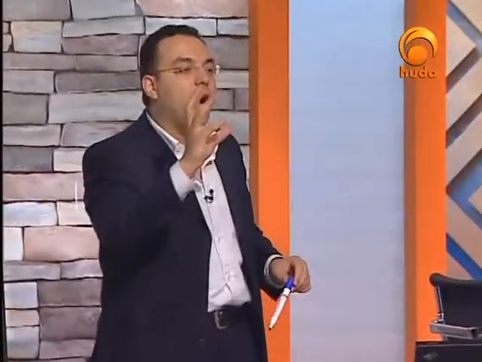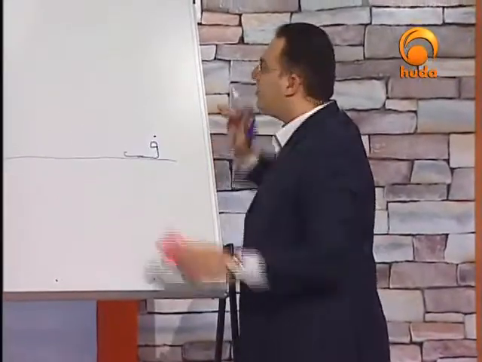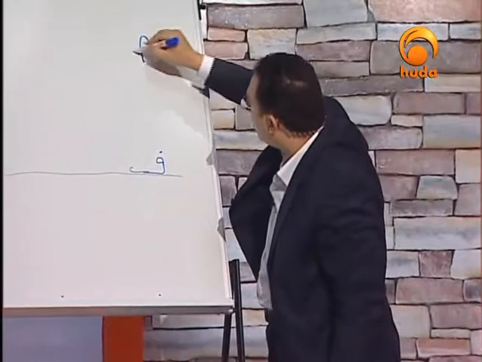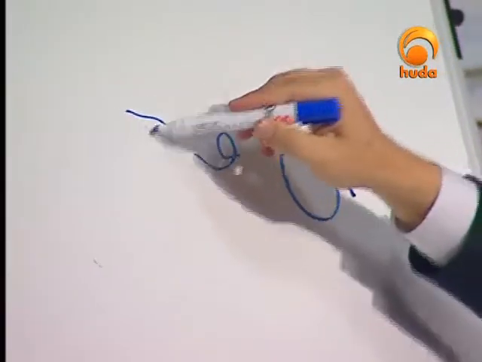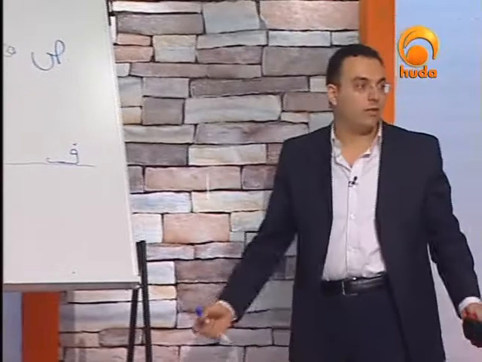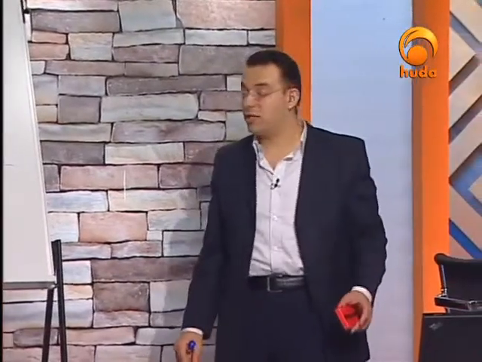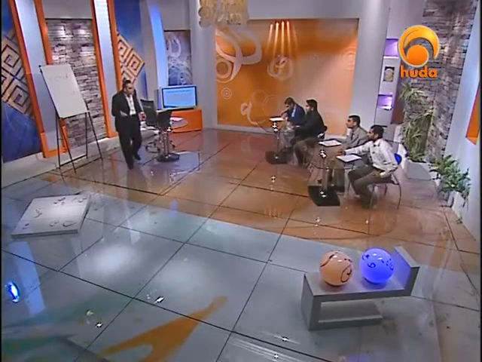For the word safha, which means page in English, let me just start with that. How many letters do we have in the word safha? Sa, fa, ha, and ta, which is called ta marbuta. Is that correct? Exactly, right. I think we did not discuss ta marbuta, but we can discuss that in the second part of our program. Four letters. How many emphatic letters do we have in this word? Ha.